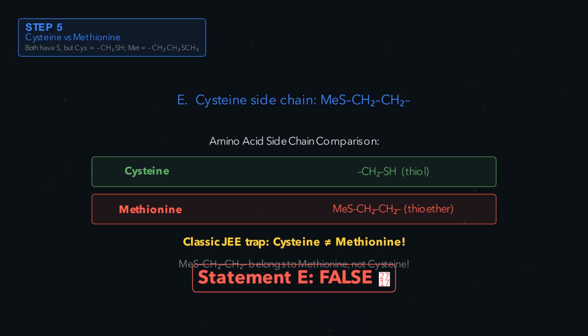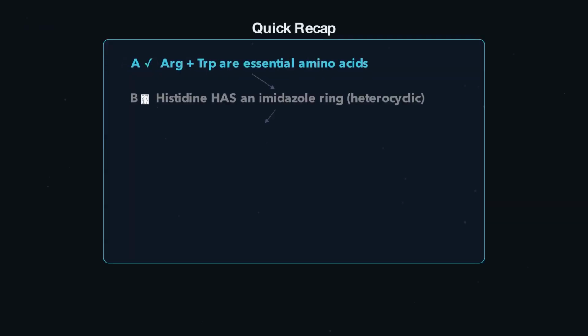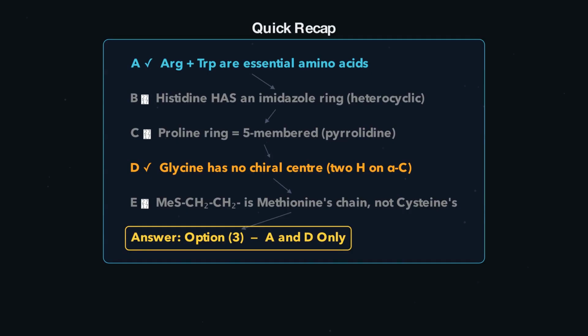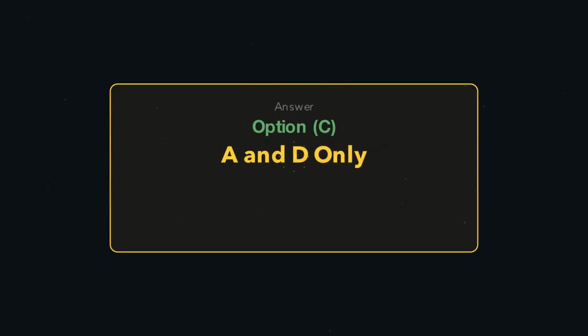-CH2-CH2, but that structure belongs to methionine, not cysteine. Cysteine's actual side chain is simply CH2-SH, a thiol group. This is the classic JEE trap. Cysteine and methionine both contain sulfur, but in completely different arrangements. Statement E is false, so only A and D are correct. The answer is option 3, A and D only. Remember, glycine is achiral, and cysteine carries a thiol, not a thioether.